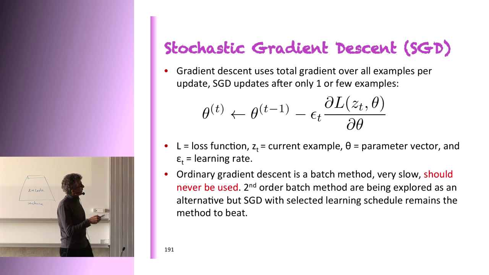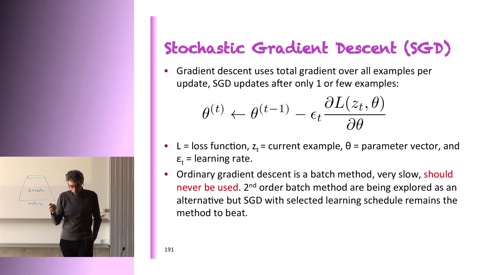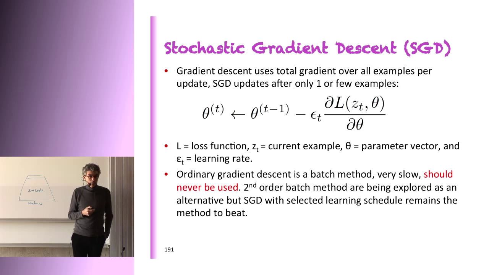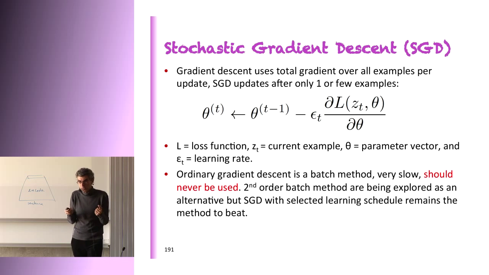So it's called stochastic because you can think of this Z_t as a random variable, it's one example sampled from the training distribution, one or 100 examples sampled from the training distribution. And the expected value of L of Z is the thing we care about, or the expected value of the gradient is the thing we care about. But we don't have that whole sum, that whole integral, which would be the correct gradient. We have a noisy version of it. You've got a stochastic version of the gradient.